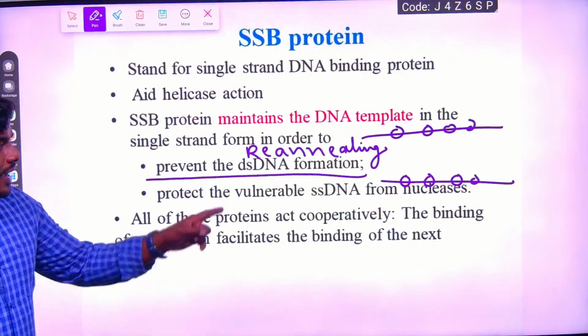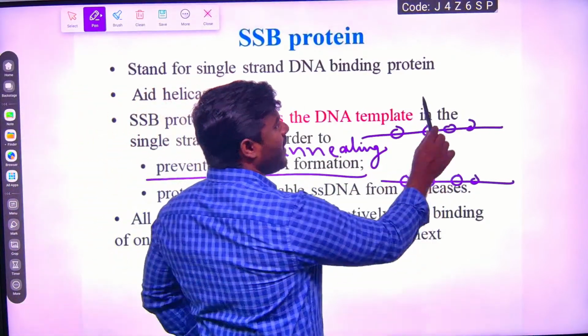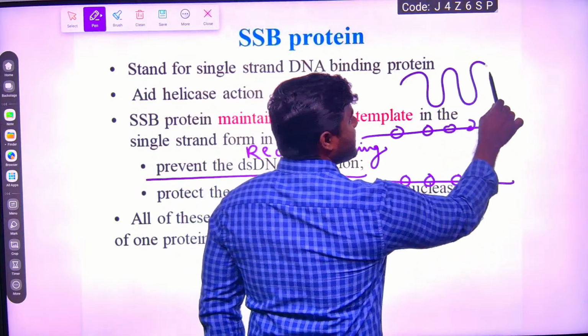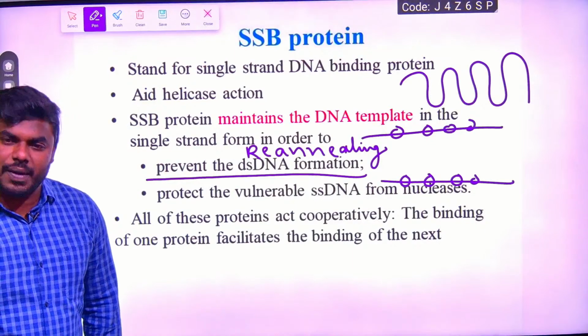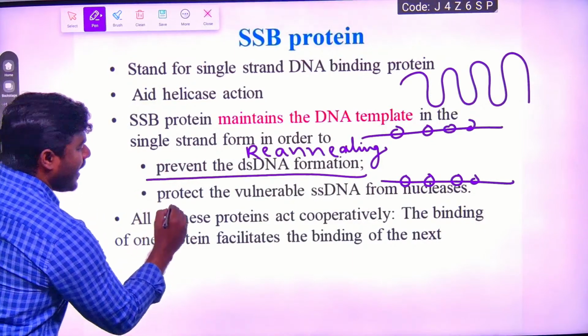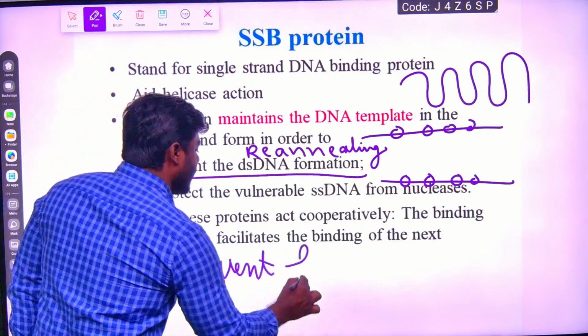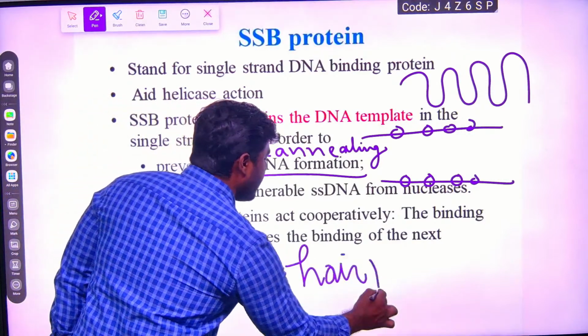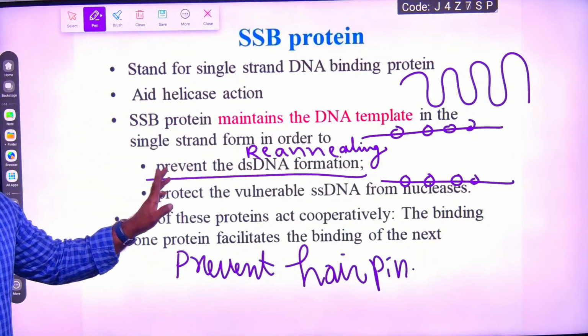Now what else? I told you, whenever the single strands are opened, there is a great possibility that the single stranded DNAs undergo coiling. They may form hairpin like structures. So to prevent coiling or to prevent hairpin like structures, that is also mediated by the SSB, right?